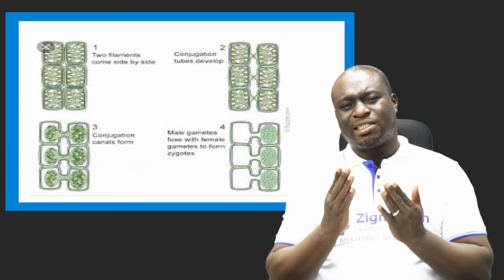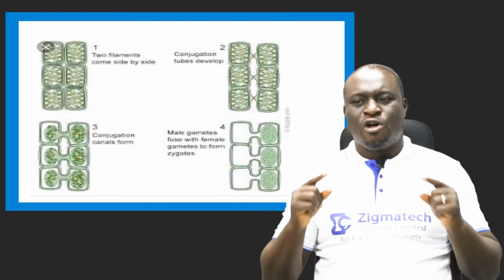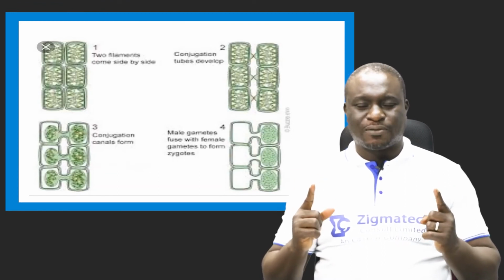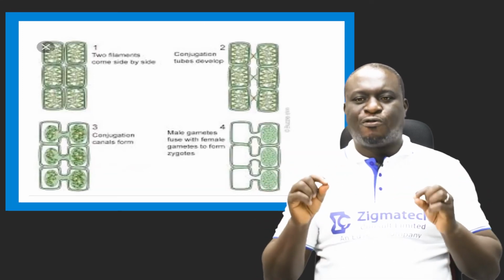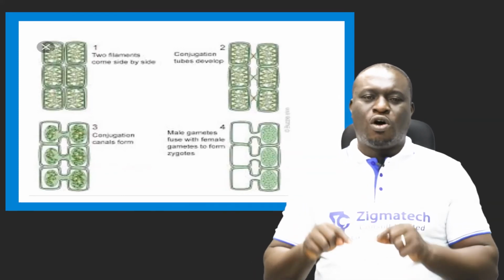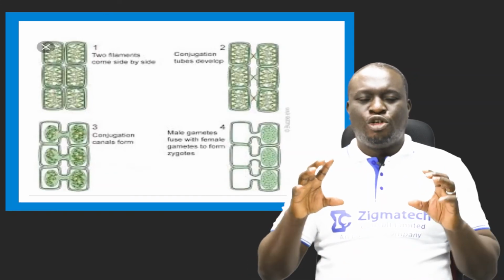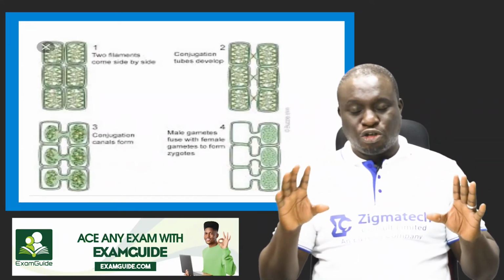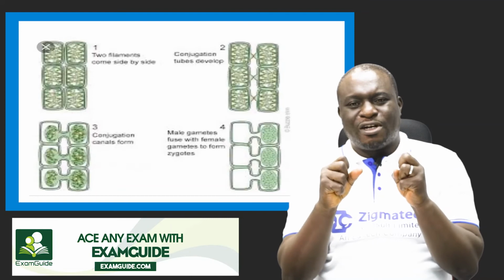When they lie side by side each other, the second stage is that there is an outgrowth from each of the Spirogyra cells, or from each of the conjugates, a protrusion. Now, this outgrowth meets to form what we call the conjugation tube. Once the conjugation tube is formed, the nucleus of each of the parent cells, the conjugates, shrinks to form what is referred to as a gamete.